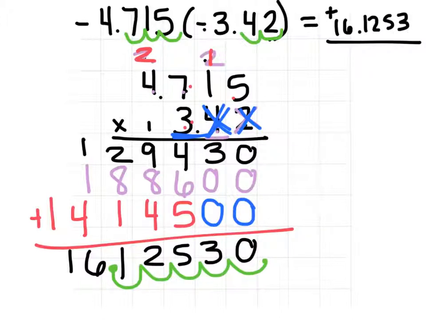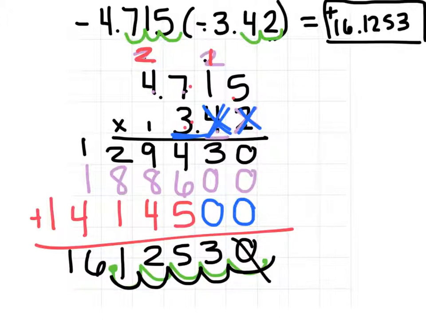16.1253. And I could put the 0, but it's not necessary because the trailing 0 after a decimal isn't really important. We used it to find where our decimal went, but then we can cut it off when we're all done.